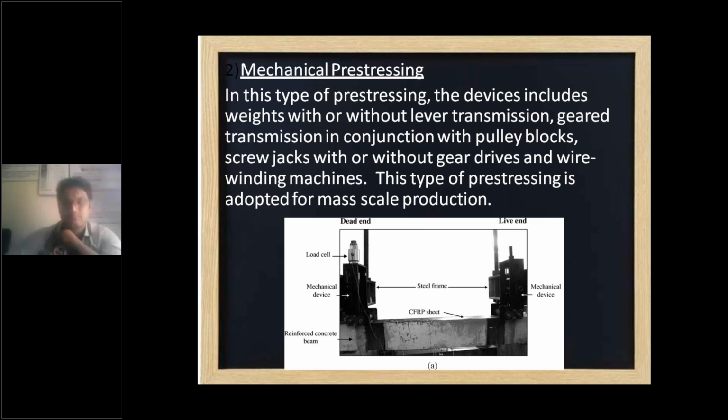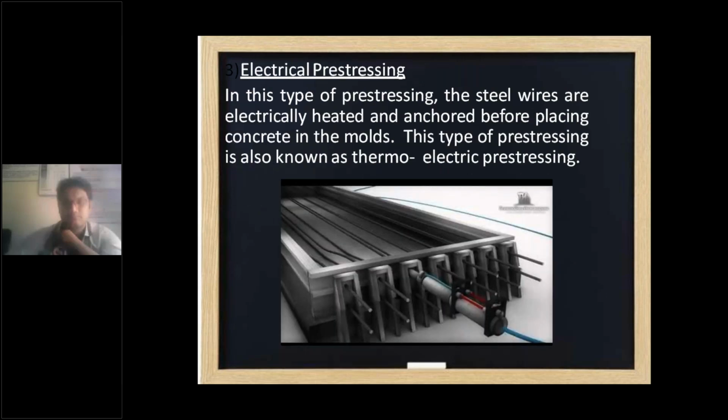And the next one is electrical prestressing. Electrical prestressing is nothing but thermo-electrical prestressing. Here the steel wires or strands which we are using for stressing are electrically heated first and anchored before placing concrete in the mold. This electrical prestressing will majorly be done only in the pre-tensioning system, not in the post-tensioning system. Understand? Carefully understand. This electrical prestressing is adoptable for pre-tensioning.